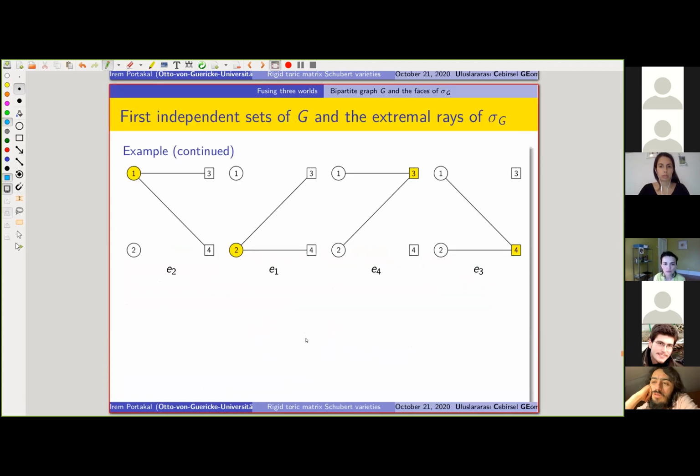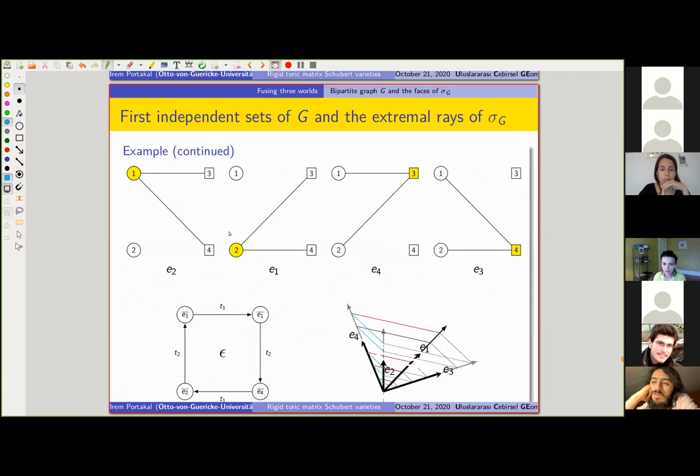Let me show you an example. This is again K22. You don't have any two-sided maximal independent sets because this is a complete bipartite graph, and all the first independent sets are isolated vertices. And we are going to now attach this to deformations.